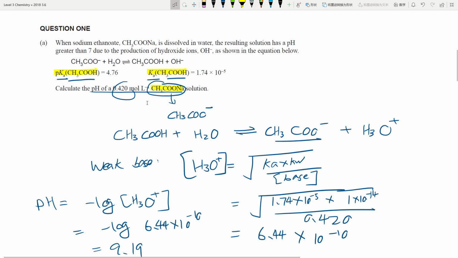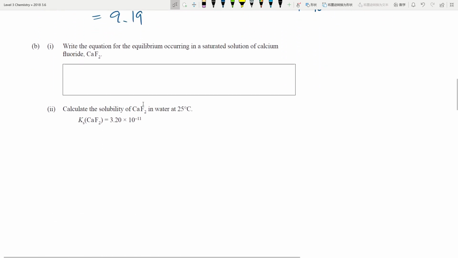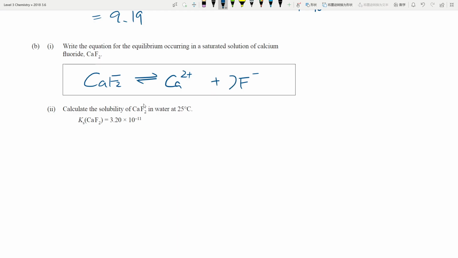Okay, so that's question number 1A. 1B, write the equation of the equilibrium occurring in a saturated solution of CaF2. This is a sparingly soluble solid. What it means is, if you dissolve it in water, you will get Ca2 plus and 2F minus. And if you want to be a little bit more correct, this is solid, this is aqueous, this is aqueous. The ions are always aqueous.